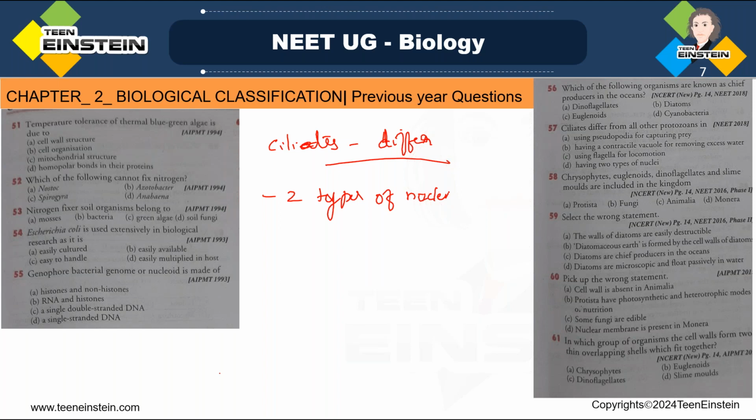And these two nuclei are of different size. One is meganucleus and the other one is micronucleus. The meganucleus controls the metabolism, and the micronucleus is connected with reproduction, right? For example, ciliates: paramecium. In paramecium, you can see several cilia around it, and two types of nuclei you can see.